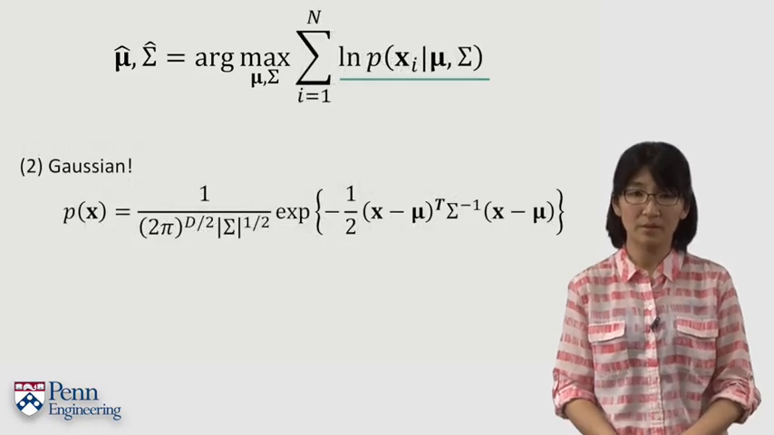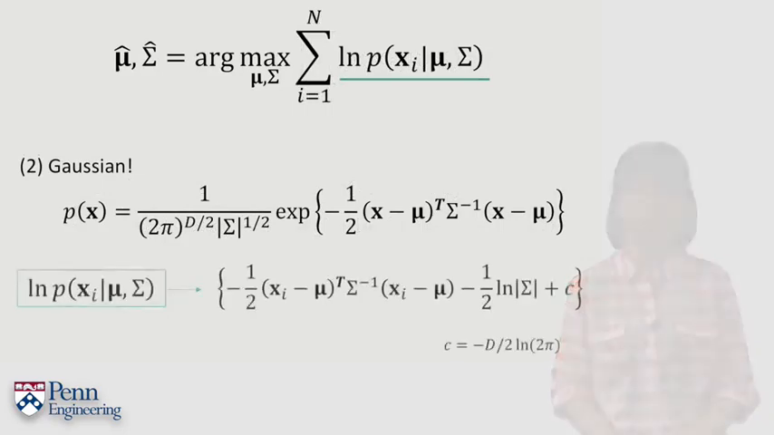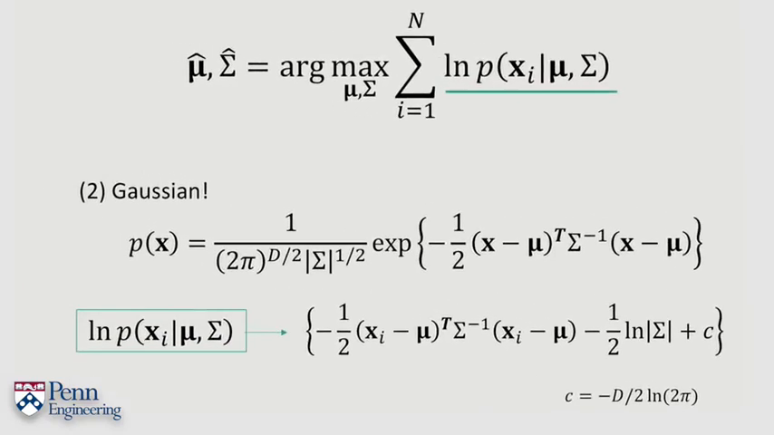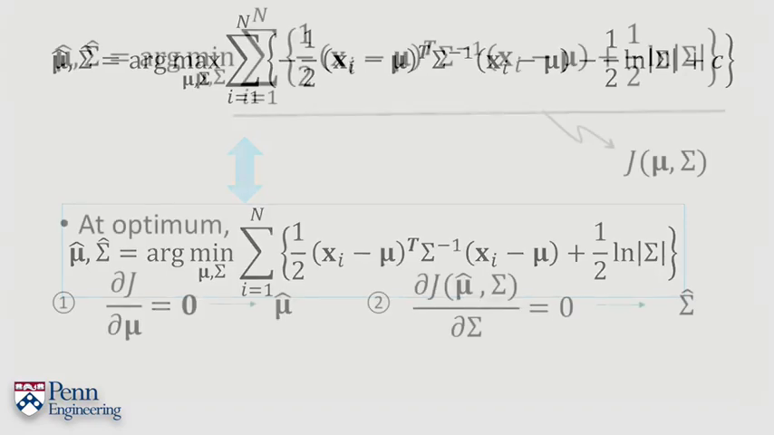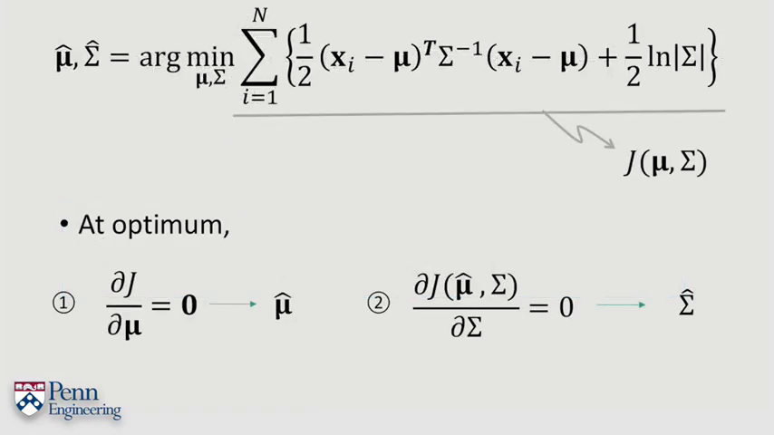The next step is to apply the specific form of Gaussian PDF and take the log of it. As before, we can ignore the constant term c because it does not affect the solution. Then we can change the formula into a minimization problem. Finally, we solve the optimality condition for minimizing the cost function J. This will give us the maximum likelihood estimate of the mean and covariance matrix.